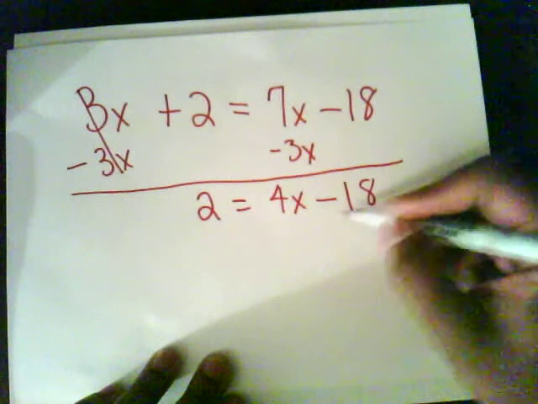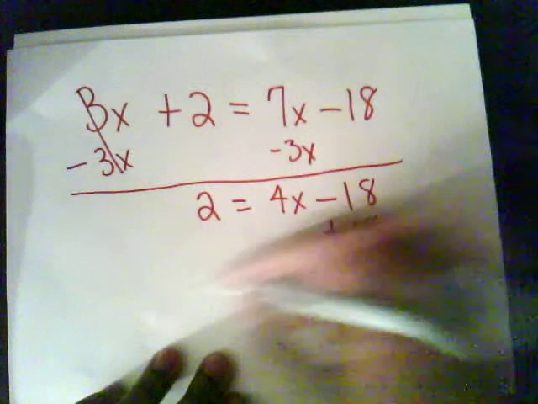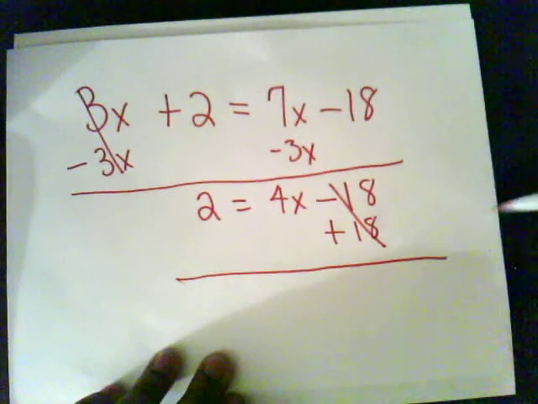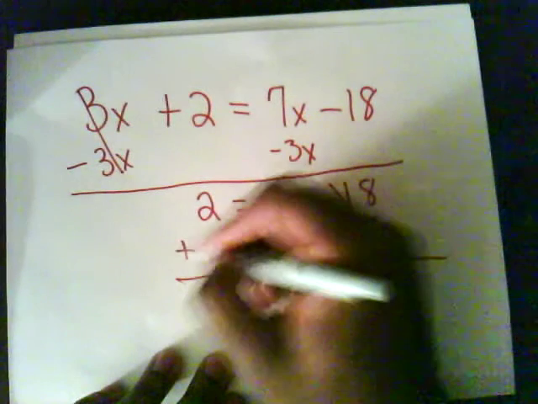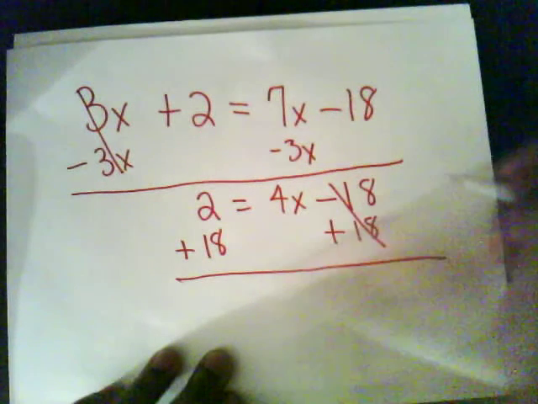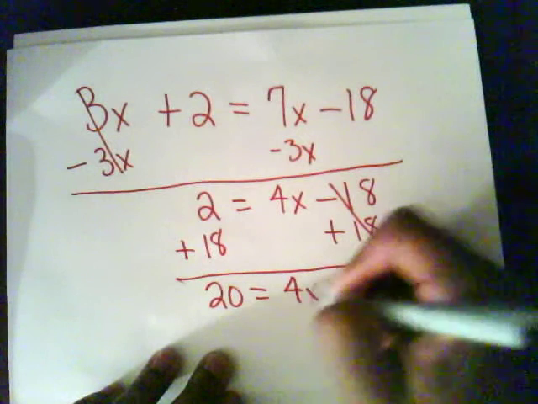This is a negative 18. So we're going to add 18 so we can make that equal 0. Negative 18 plus 18 is 0. You come over here and you also add 18. So now what do we have? We have 20 equals 4x.